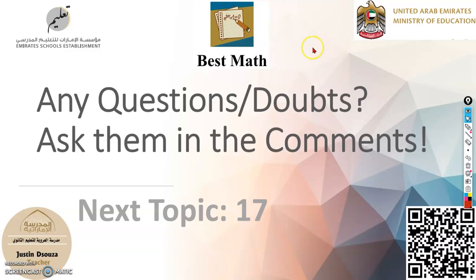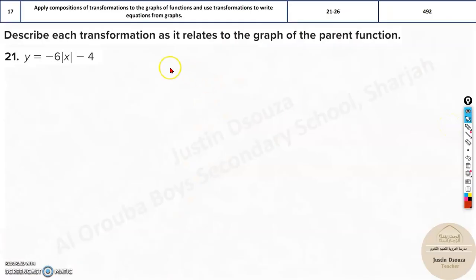Topic number 17: we need to know about transformation of graphs. Let us look over here. You have an equation here. This is an absolute value equation. So how does this transform? It's simple. If you know a few things, then this answer will be very easy. First of all, you need to look into all four options and then choose the correct one.